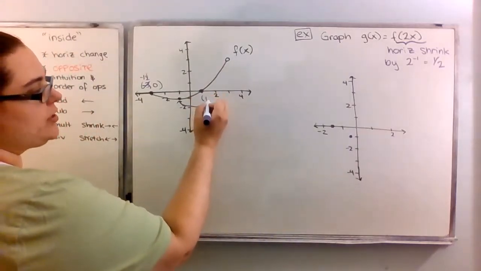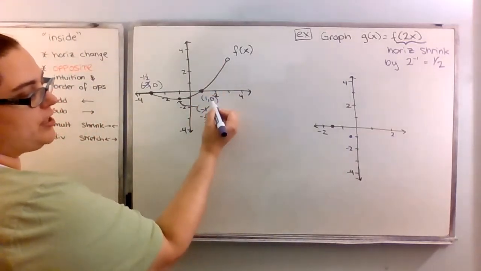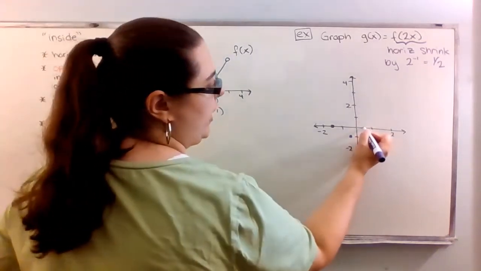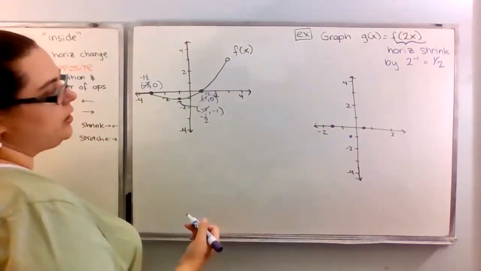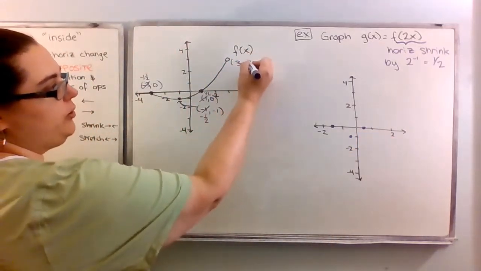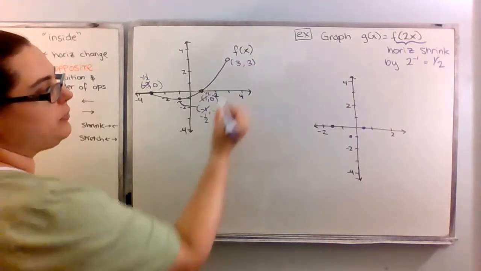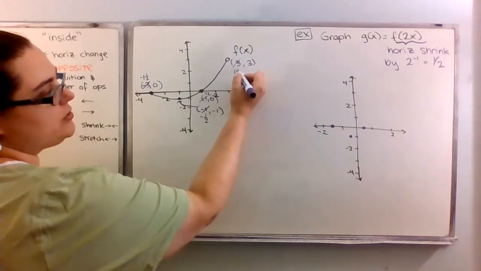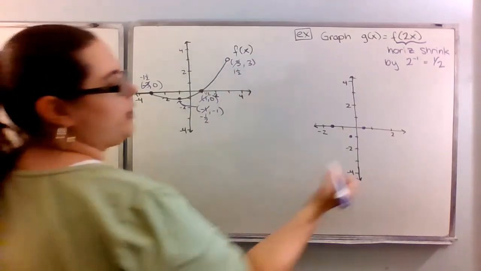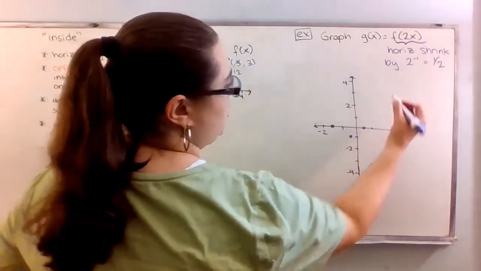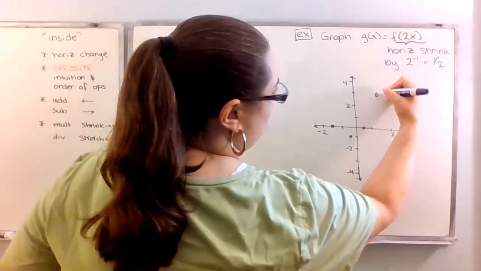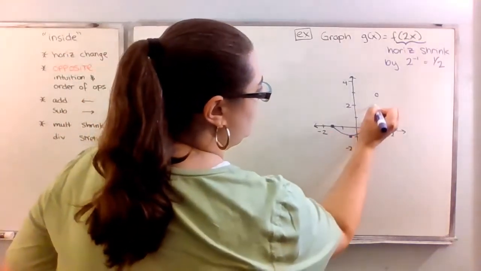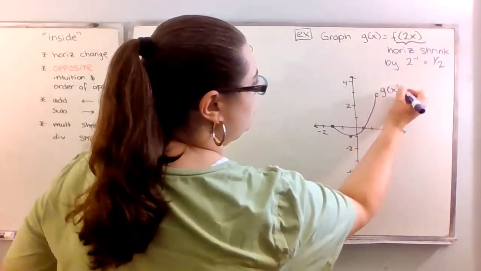Then this point 1, 0, the y value stays the same, but the x value is going to turn into a half. So we have the point 1/2, 0. And then we had the point 3, 3, and it was an open point, and y stays the same, but x we're going to cut in half. So half of 3 is 1.5. So our new point is 1.5, 3. And then we connect the points in the same way they were connected originally.